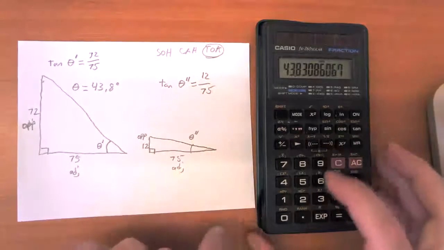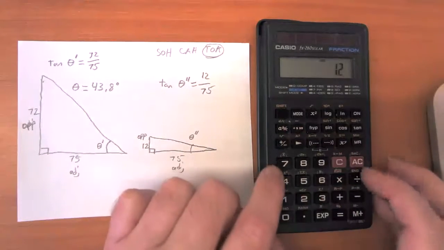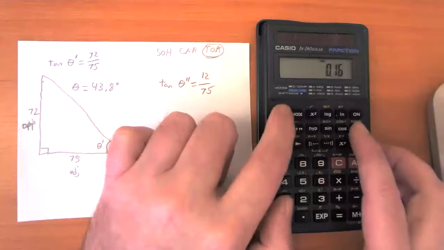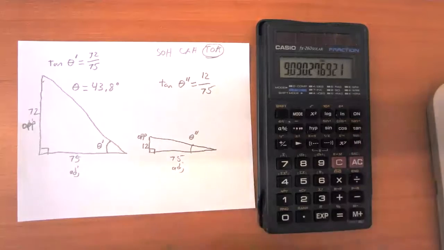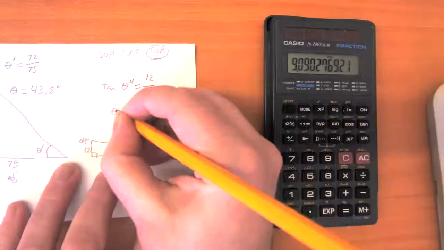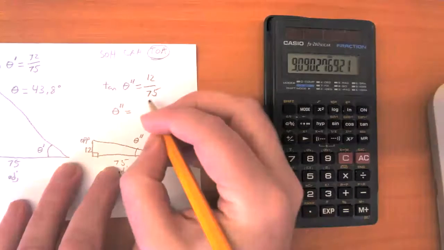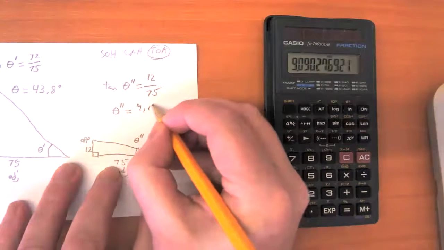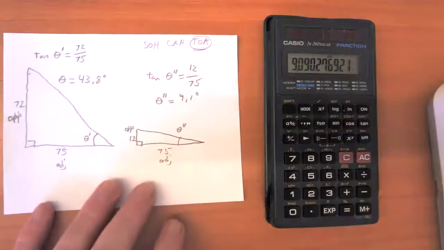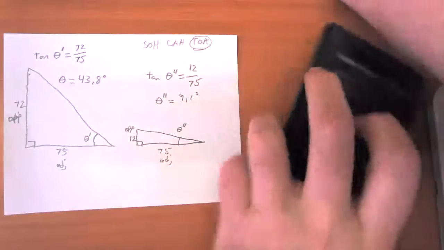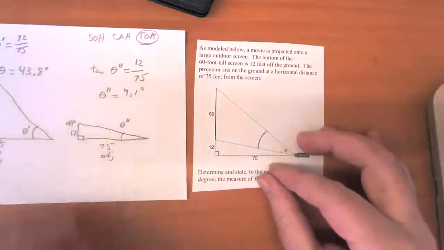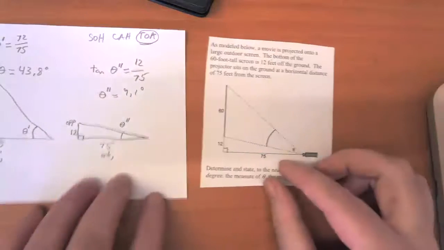And for this triangle here, we've got 12 divided by 75. And I want the inverse tangent of that. And so theta here, theta double prime, is equal to 9.1 degrees. All right, so these are very interesting facts. Let's put these facts back into this diagram and see if we can use it to answer the question that they're asking.